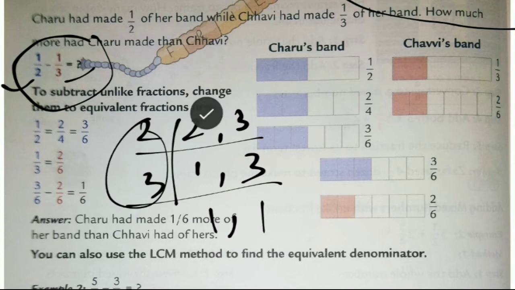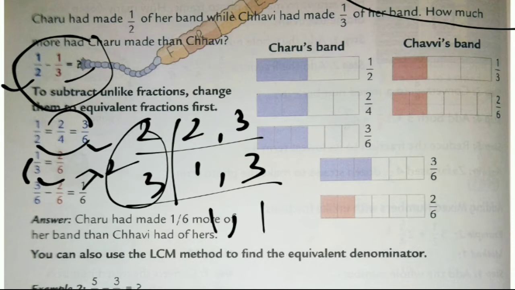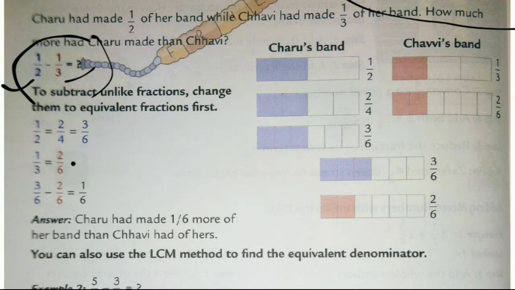It means 1 by 2 we convert to denominator 6, which means multiply by 3. So 1 times 3 is 3, and 2 times 3 is 6. In the next one, 1 upon 3, again we want denominator 6. So here we will multiply by 2, and here also multiply by 2. So we get 2 by 6.